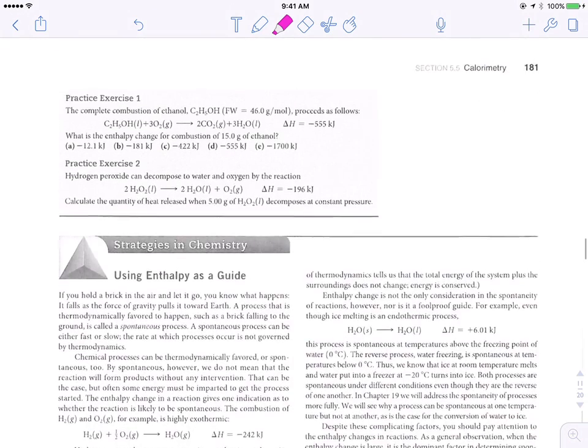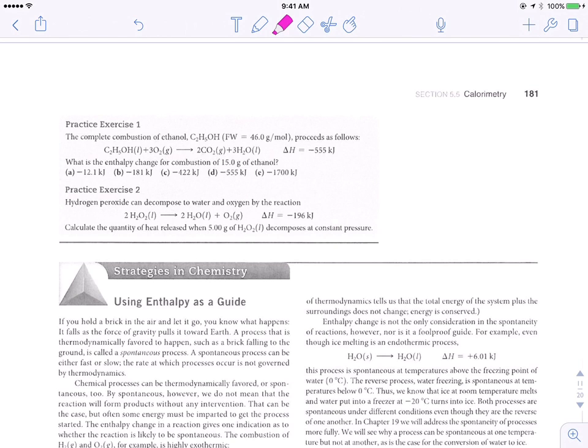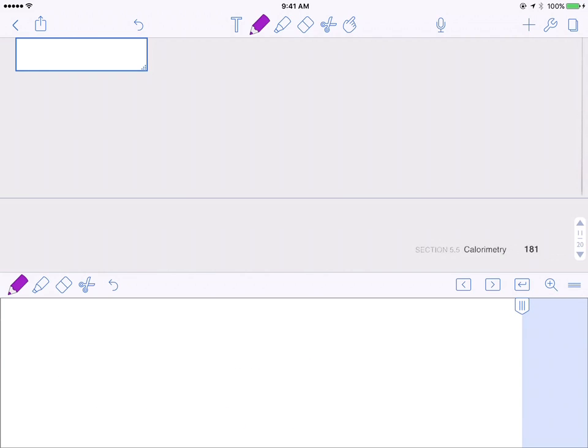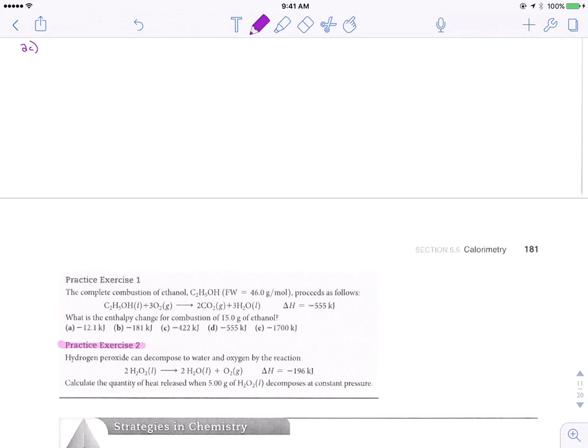Let's see what else we got here. I want to talk about practice exercise 2 again. So let's do that. We'll call this 2C. We have hydrogen peroxide decomposing to water and oxygen with a negative 196 as our enthalpy for the reaction. Calculate the heat produced from 5 grams of H2O2 as it decomposes. Excellent. 5 grams of H2O2.